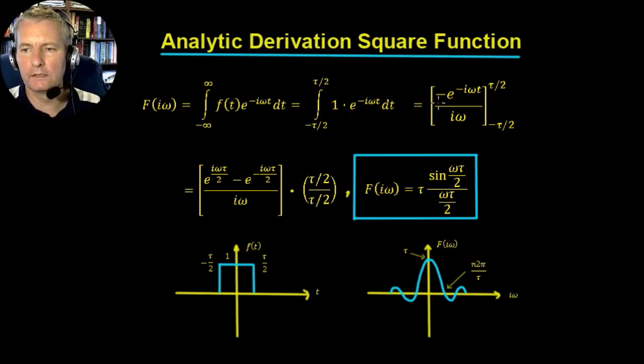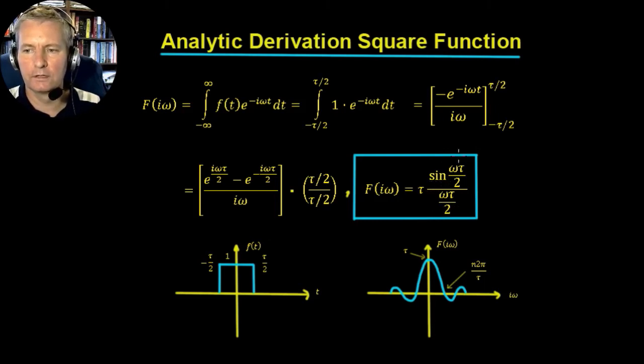Whenever we integrate it, we get minus e to the minus i omega t upon i omega, and that's from tau/2 to minus tau/2. So that gives us this value here. Now if we then multiply that by tau/2 upon tau/2, we get F(i omega) equals tau sine omega tau/2 upon omega tau/2.